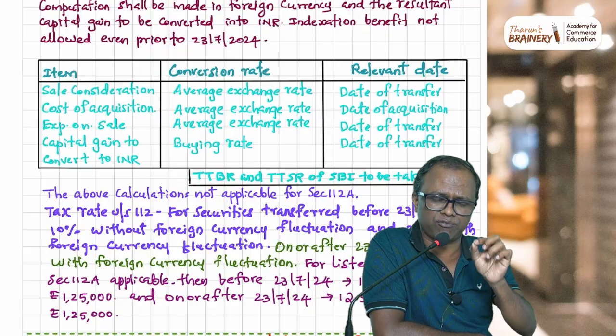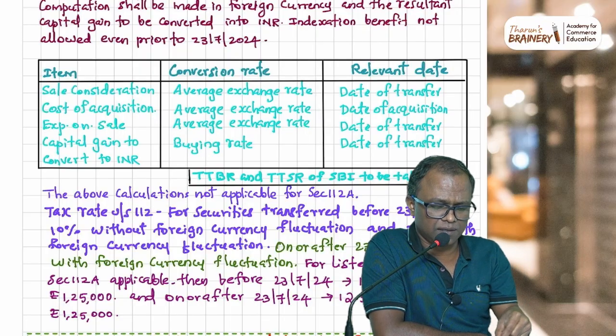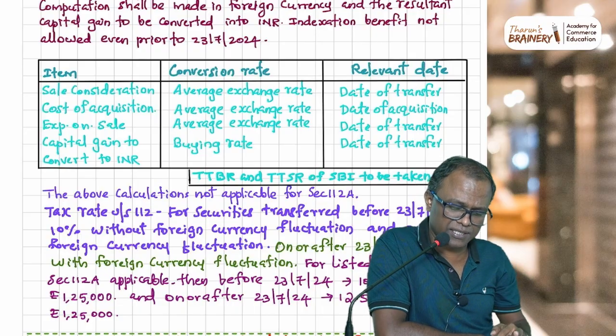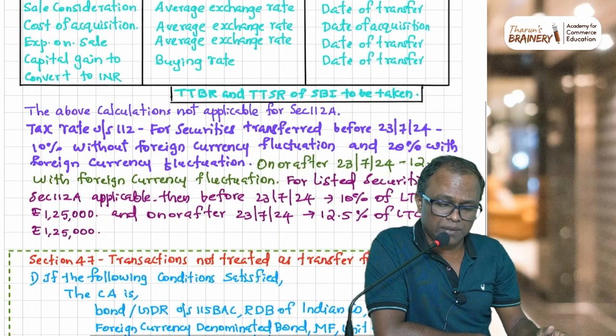This capital gain in foreign currency should be converted to INR by applying the buying rate of SBI on that particular date. So to reconvert, don't take the average rate, take the buying rate. But this calculation is not applicable for 112A.